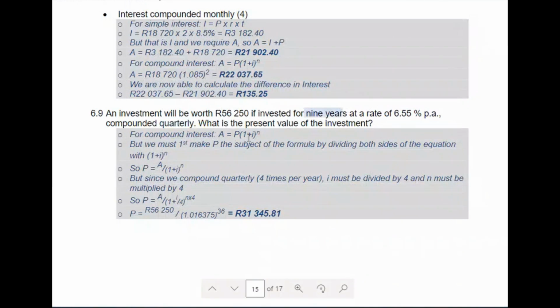Okay, so we write down the compound interest formula to start with, but we must first make P the subject of the formula, because that's our question, what is the present value of the investment? So we make P the subject and we get to that equation. Okay, but since we compound quarterly, 4 times per year, the interest must be divided by 4, and the period N must be multiplied by 4. So we replace the values in like that, and then that is the answer.